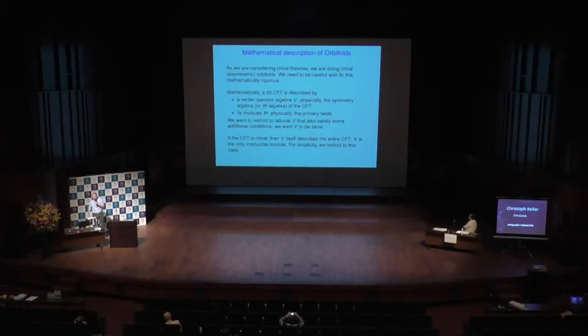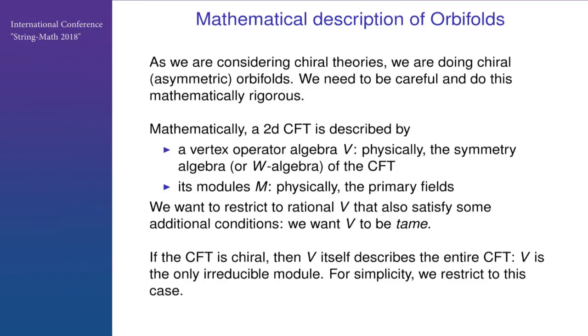Now, before, when I discussed permutation orbifolds, I was very vague and didn't try to give a mathematically precise formulation of what's going on. And here we want to be a bit more careful because what we're doing here are chiral orbifolds, or asymmetric orbifolds. That is, we're treating the left movers and the right movers quite differently. And as you probably know, such orbifolds are more subtle, so one has to be a bit more careful. Things can go wrong, anomalies can occur, etc., etc. So let me give you a very brief mathematical overview of the theory of orbifolds.